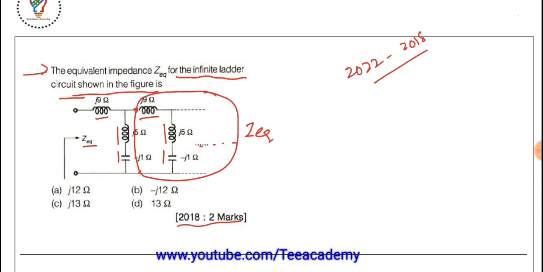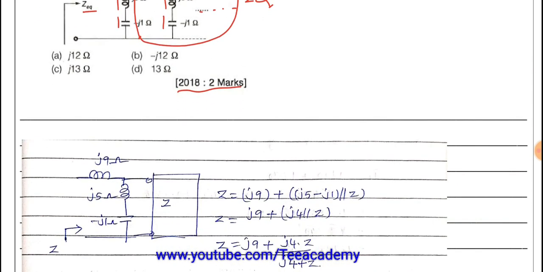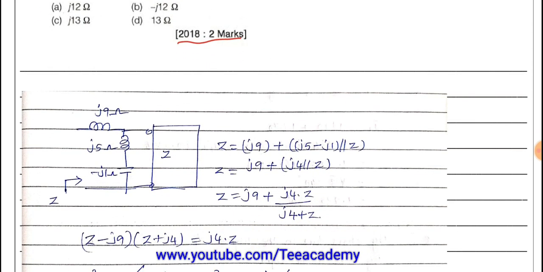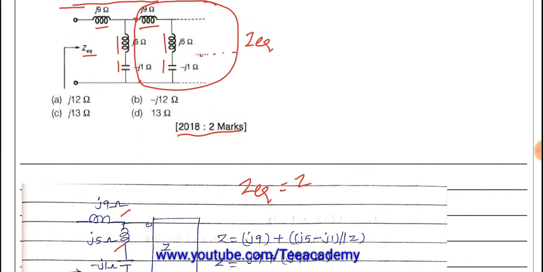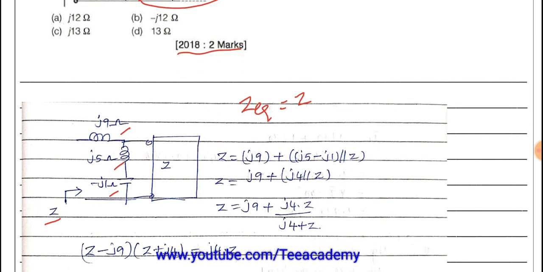So Z equivalent is there. Just what I have drawn here, I have drawn the same thing here. Let us consider Z equivalent is equal to Z here. So Z is there, 9 ohms, 5 ohms, minus J1 ohms, and I am considering this equivalent network as Z here. Now by series-parallel combinations, this Z will be equal to J9, which is plus, in series with the parallel combination of J5 minus J1 and Z here. So that is what I have written here.